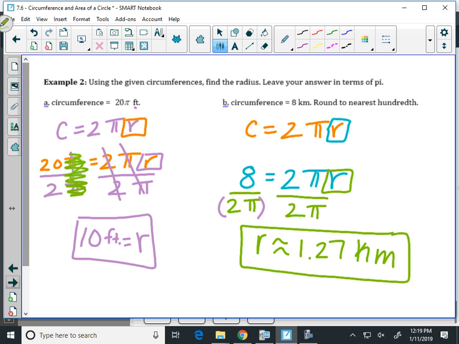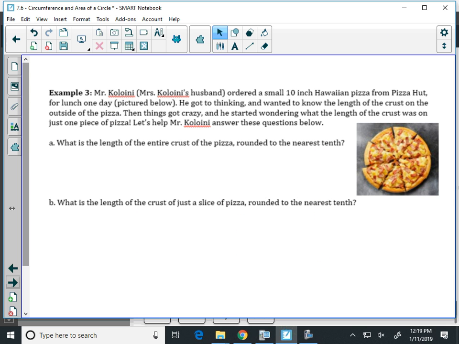Let's look at the next example. Mr. Kalidi, Mrs. Kalidi's husband, ordered a small 10-inch Hawaiian pizza from Pizza Hut for lunch one day, which is pictured below. He got to thinking and wanted to know the length of the crust on the outside of the pizza. Then things got crazy and he started wondering, what's the length of the crust on just one piece of pizza? We're going to help him answer these questions below.